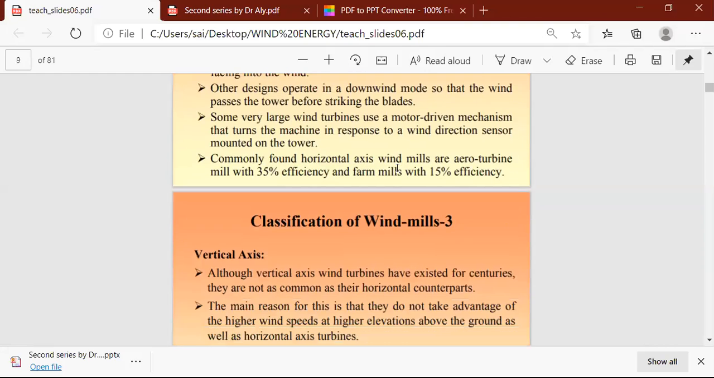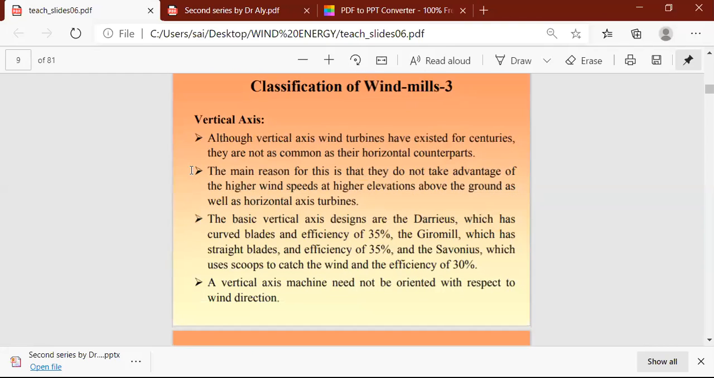Okay. Now we will see the vertical axis turbine. Although vertical axis wind turbines have existed for centuries, they are not as common as their horizontal counterparts. The main reason for this is that they do not take advantage of higher wind speed at higher elevation above the ground as well as the horizontal axis turbine. Means why are vertical axis wind turbines not used commercially, just because they do not have the advantage of higher wind speed at higher elevations.